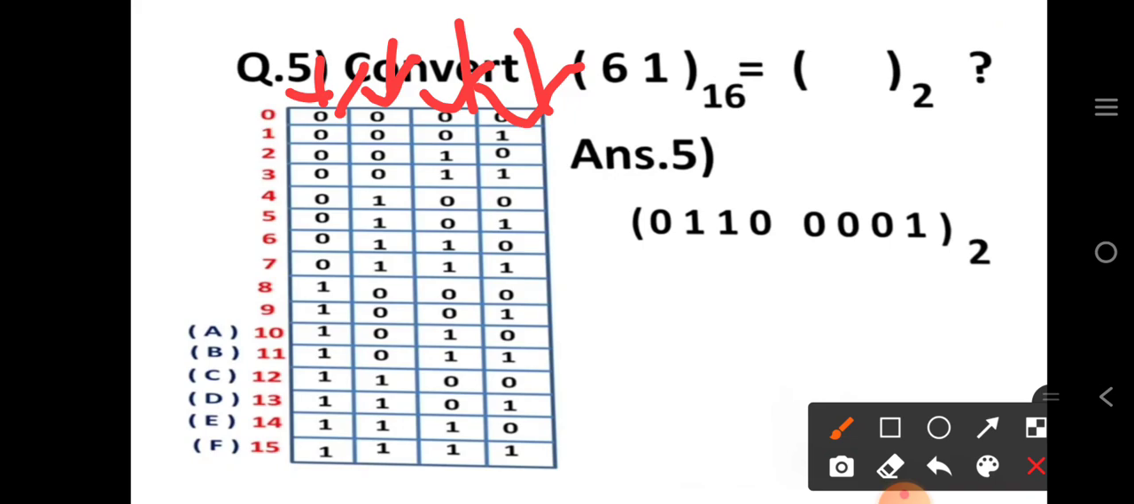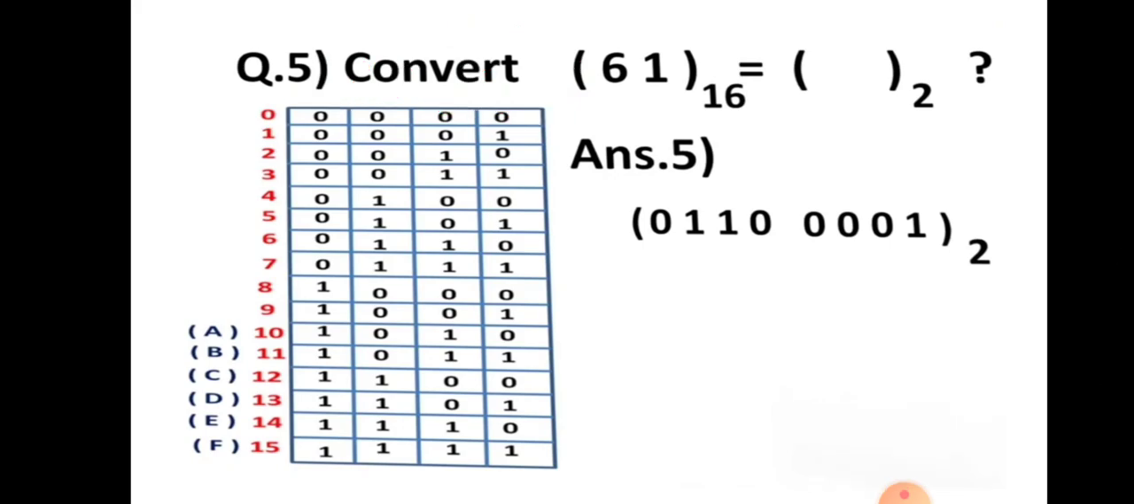This is the table. You have to remember this. Here we can see that the numbers from 10 to 15 are represented as A to F in the hexadecimal number system.